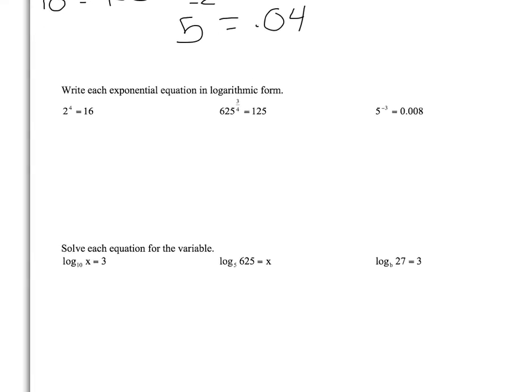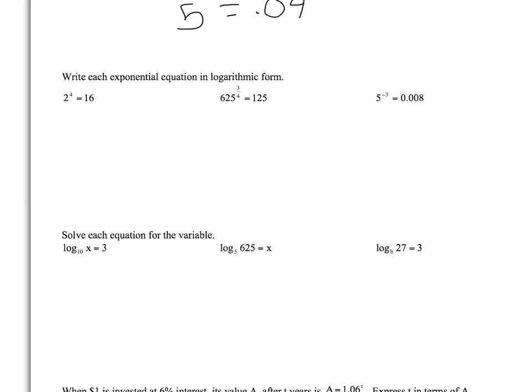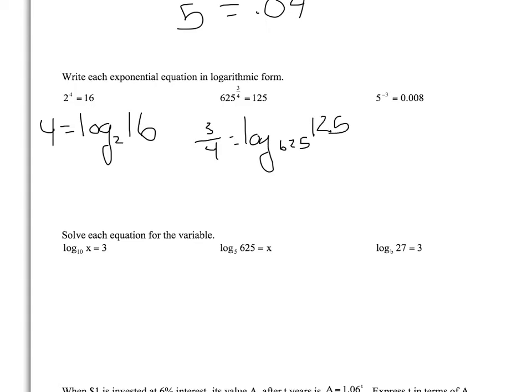Now moving on to an exponential equation in log form. This is just going backwards. If you want to write an exponential equation in log form, what you have to remember is that the exponent goes by itself. The base remains a base, so log base 2. And then what was by itself goes next to the logarithm. For the next one, it's going to be 3/4 equals log base 625, 125. And I'll leave the third one for you guys.